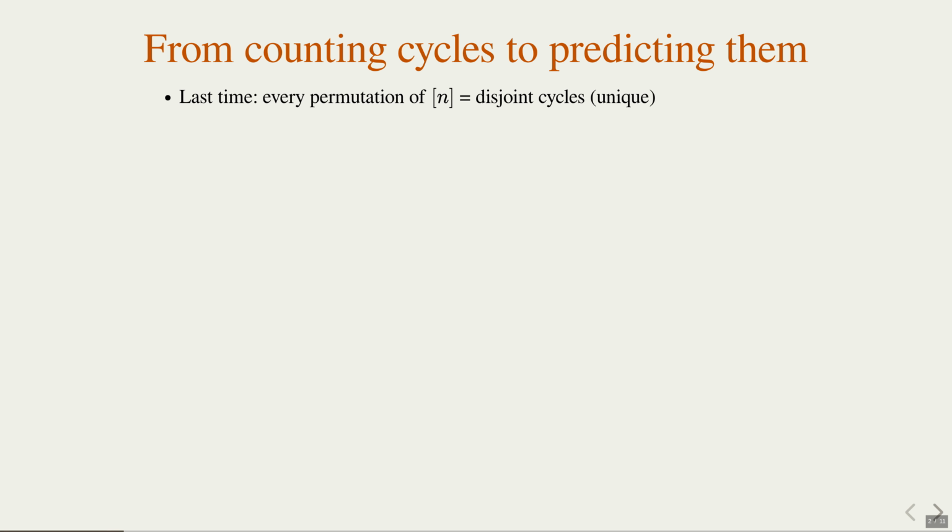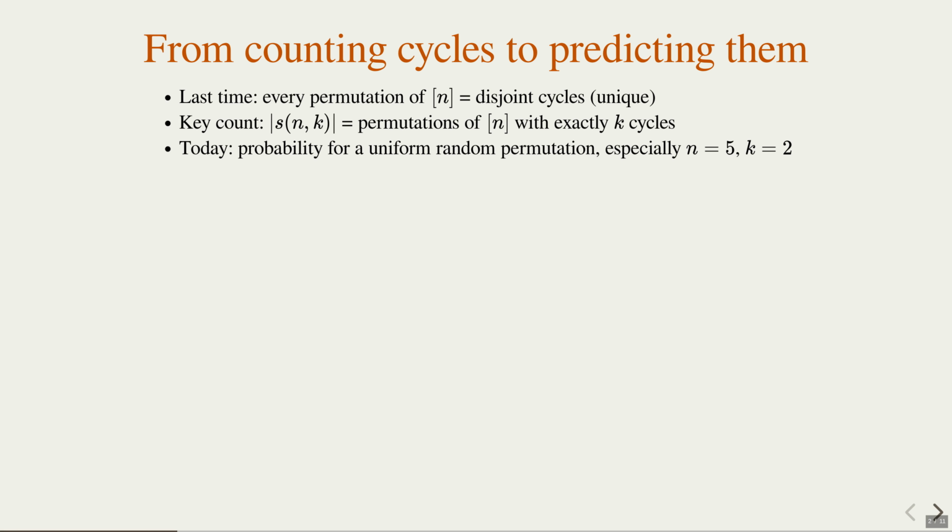Our bridge from last lecture is the cycle picture. You can break any permutation into loops that do not overlap, and that decomposition is unique up to reordering the cycles. So, the Stirling number is not just an abstract number, it literally counts how many permutations have exactly k cycles. Exactly, and the leap today is, if every permutation is equally likely, then those counts immediately turn into probabilities.